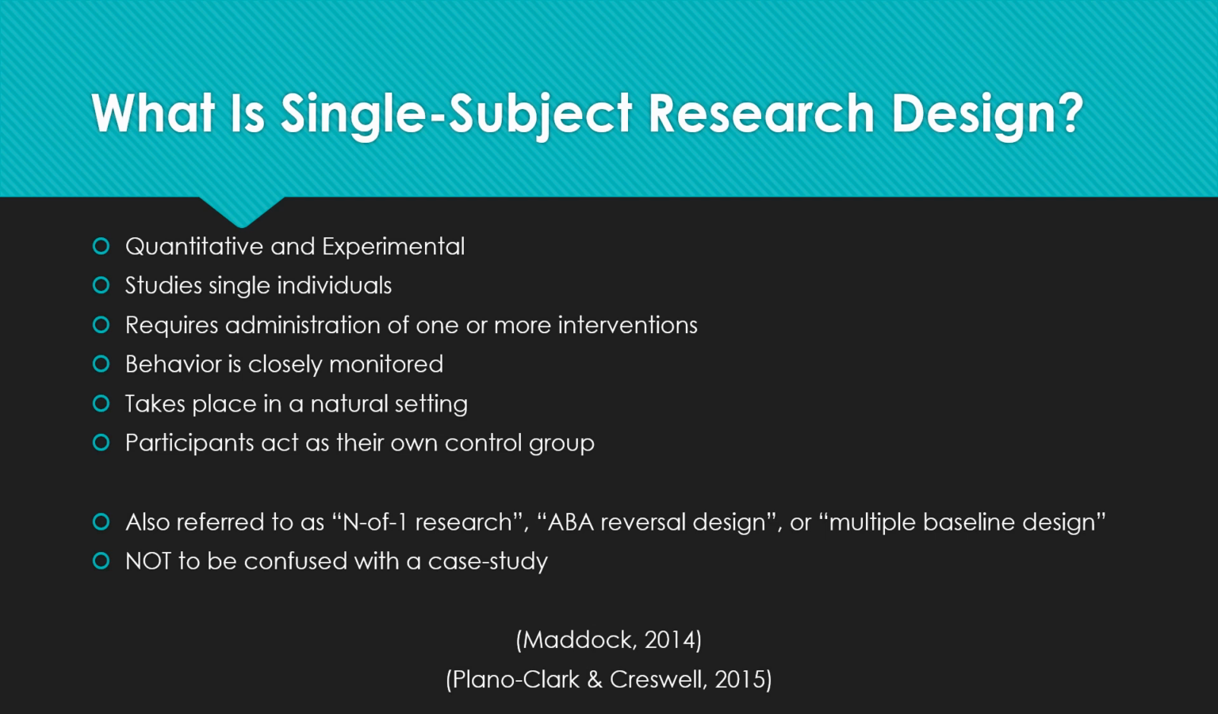Random assignment to a control or experimental group is not necessary due to the fact that there is often only one participant. The participant will act as their own control group, and a large amount of data will be collected over time in regards to their behavior. Single subject research will also sometimes be called N of 1 research, ABA reversal design, or multiple baseline design. This should not be confused with a case study research design, since they are typically more qualitative than quantitative.